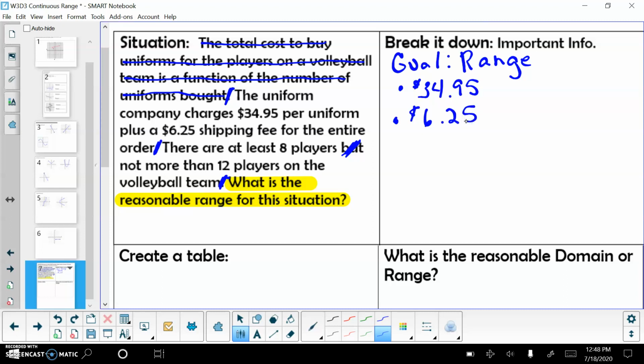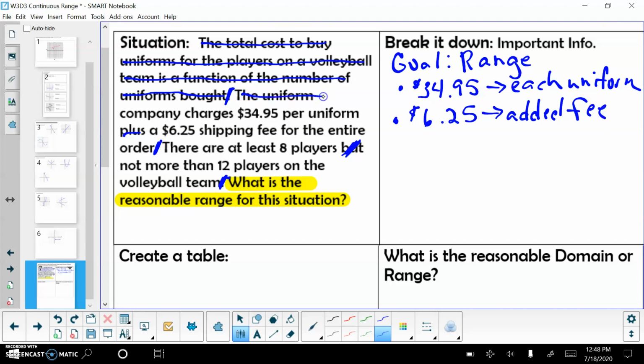But people often just write the numbers. Even just as important is what they are about, what they are for. Labels are hugely important. Labels are your life, so we need to write down what those numbers are for. The $34.95 says per uniform, which means like each uniform. Each, per, and every are sort of interchangeable in math. And then the second one, the $6.25 was a shipping fee, and notice it's got a plus there, so I'm just going to put that it's an added fee.